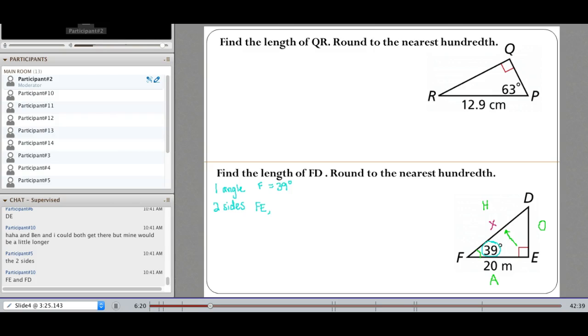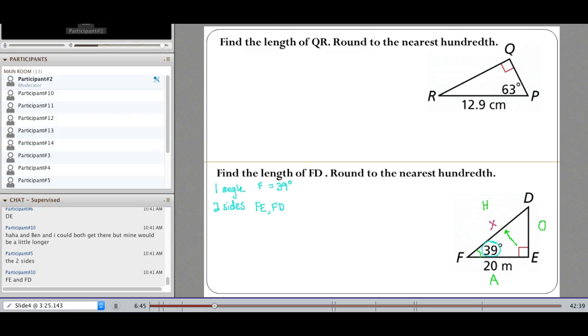And the reason there is we know FE and we need to find FD, right? So that's how you know. Okay, so you look at these. This is your combination, what you want. Now we look at the sides that we chose, FE and FD, and we see what letters we labeled those with. FE has an A for adjacent, FD has an H.